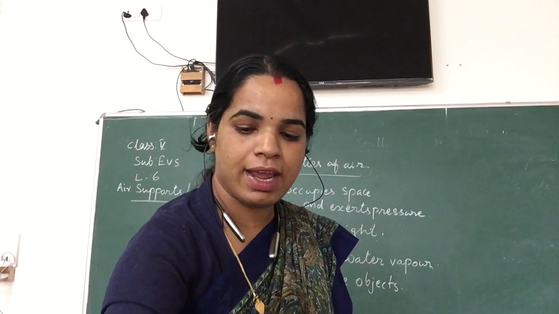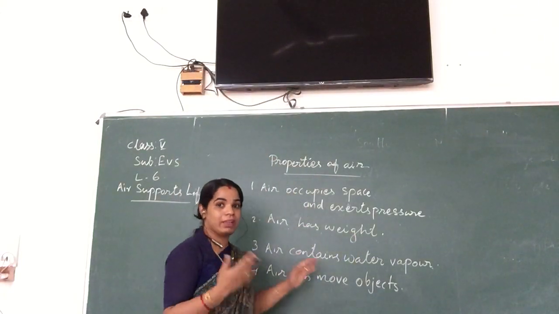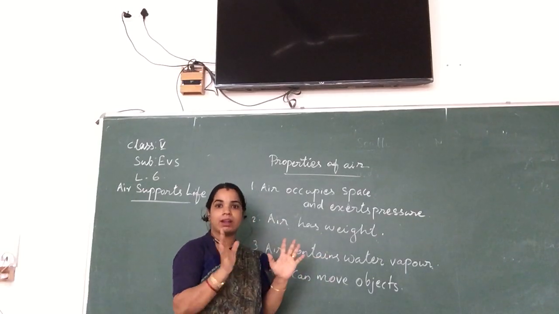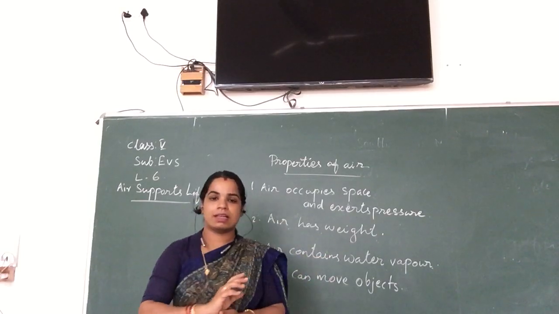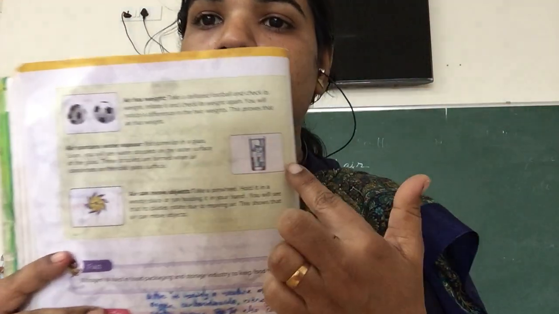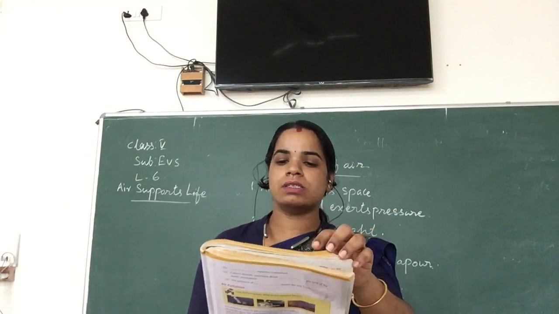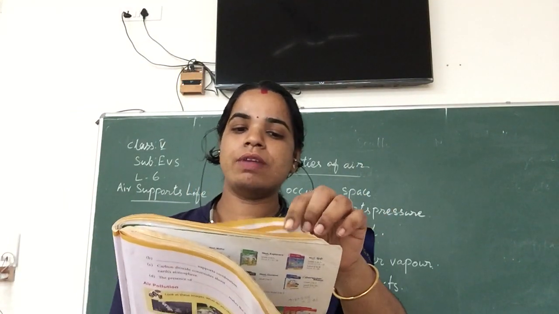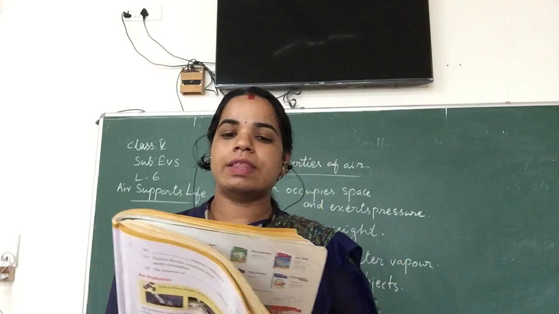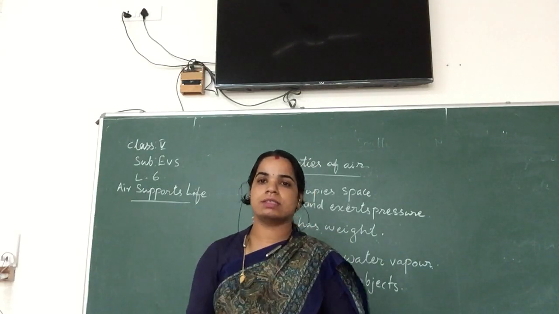The next one: air contains water vapor. Do you agree? Surely air contains water vapor. Let's take an example. In your textbook you can see the picture also. Air contains water vapor. Put some ice in a glass. Soon you will see water droplets on the outer surface of the glass. These droplets are formed when water vapor in the air condenses on the cold glass surface.